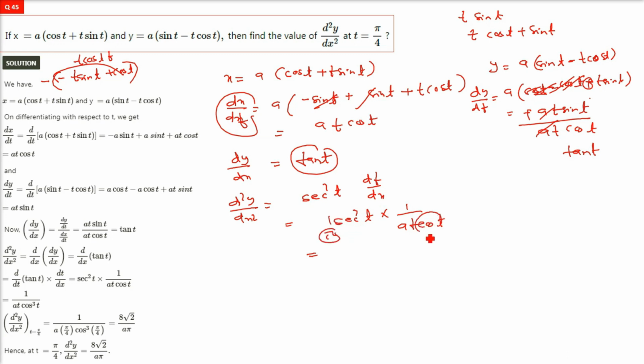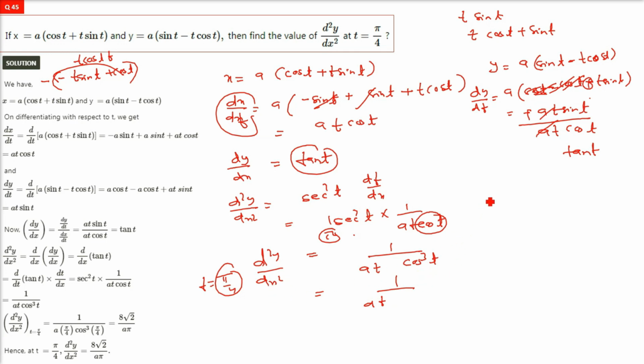So 1 by at cos cube t it will be 1 by at, this sec square goes in the denominator, it will be at cos cube t. Now d2y by dx2, this expression we have found out, but we have to find it at t equals pi by 4. So 1 by a and t is pi by 4 we have to use.